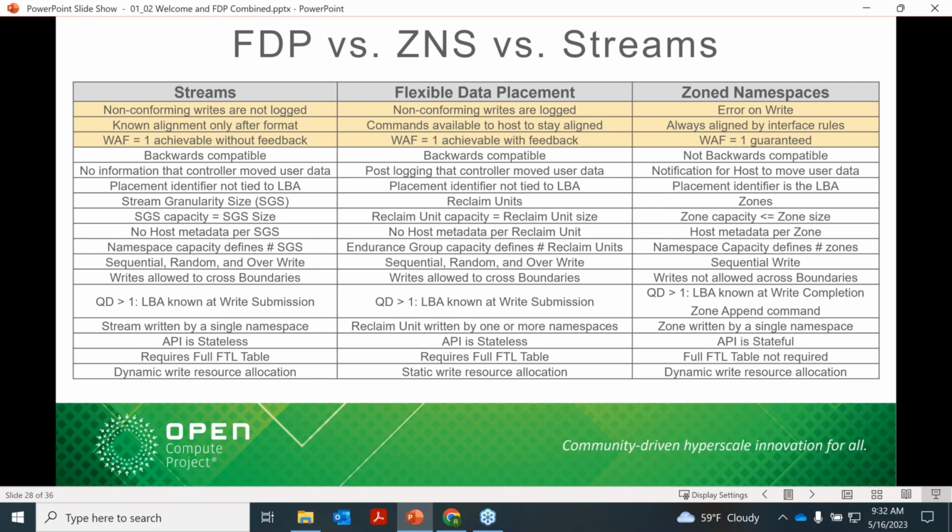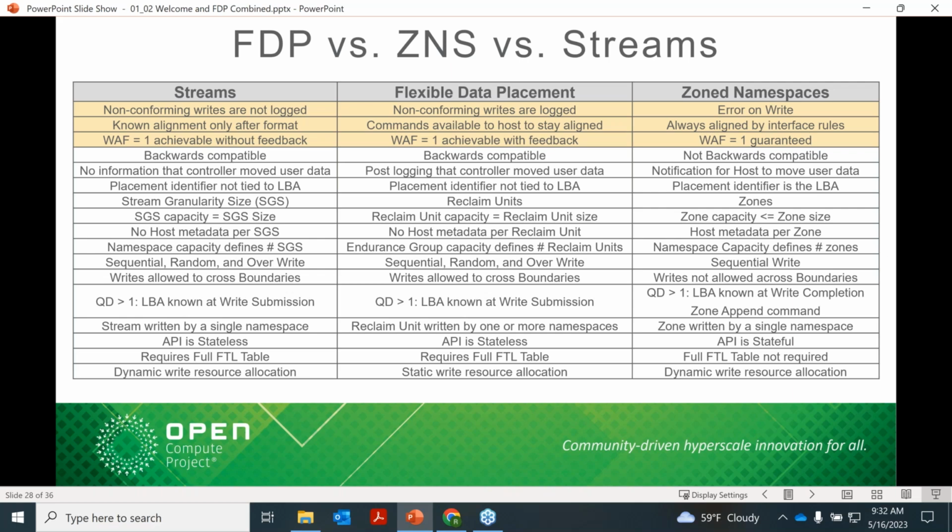One of the biggest differences between streams, FDP, and zoned namespaces is how the host knows if it's not honoring the protocol. FDP is going to let you know in a log page, telling you, hey, you're not a conforming host, but I went ahead and did your writes, and you can go fix your software to adapt where you want to adapt. Whereas in the other places, you either don't know, or you could get an error back if you're not aligning to the protocol.